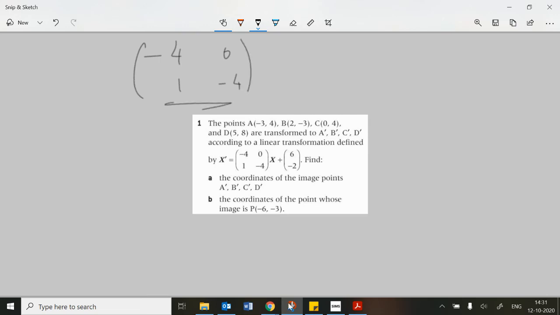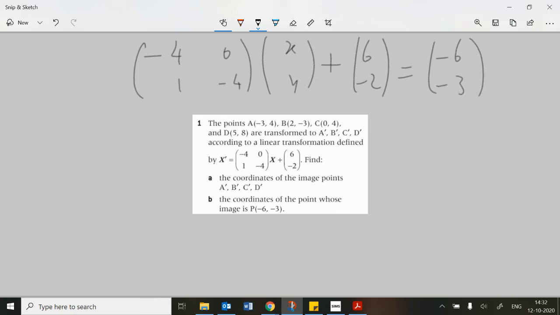And to be honest, I don't know what that set of transformations is, but that's a combination of stretches, rotations, and reflections. I don't know what that is exactly. That's acting on a coordinate point, let's call it x, y. And then we add on 6, -2, and that gives us the answer -6, -3.